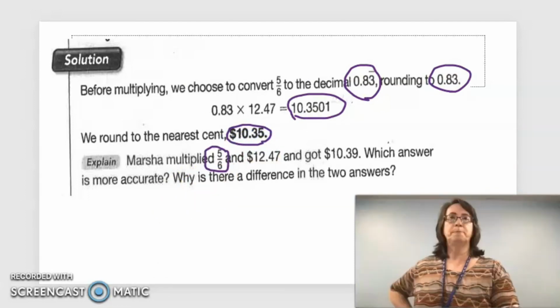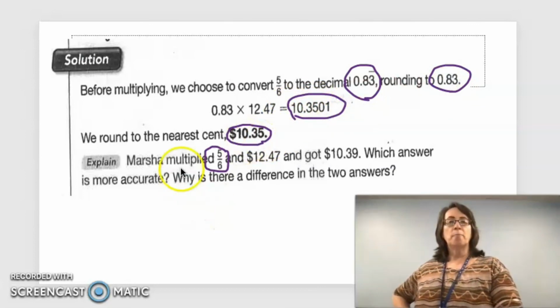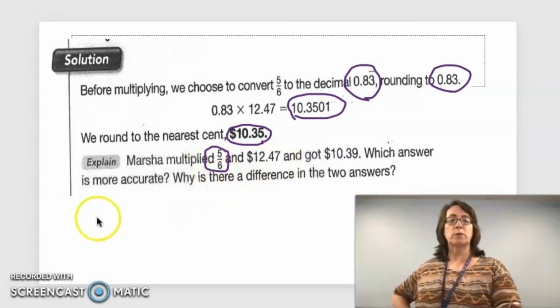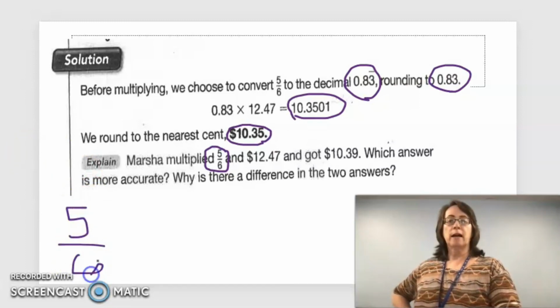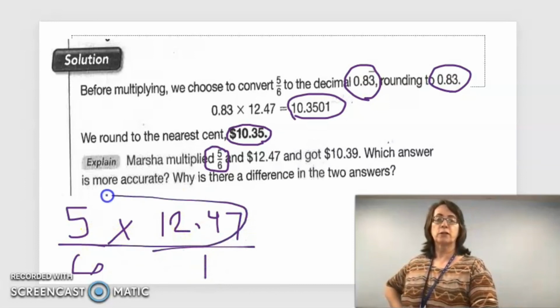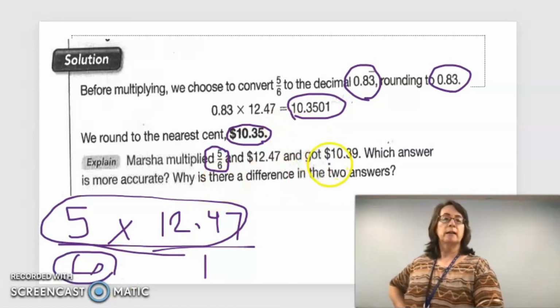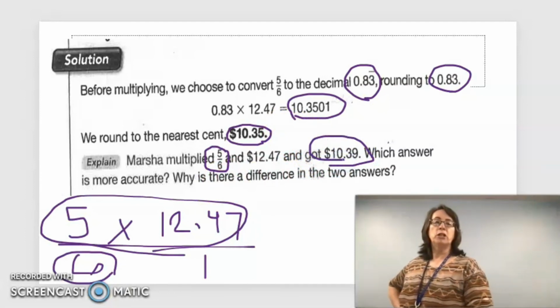Okay, so we talked about if we change this to a decimal, then we end up getting $10.35. But Martha multiplied by 5/6, and she multiplied 12.47 times 5/6, which means she's going to take 5/6 times 12.47 over 1. So she went ahead and did this whole multiplication first, and then she divided by 6, and she got 10.39.